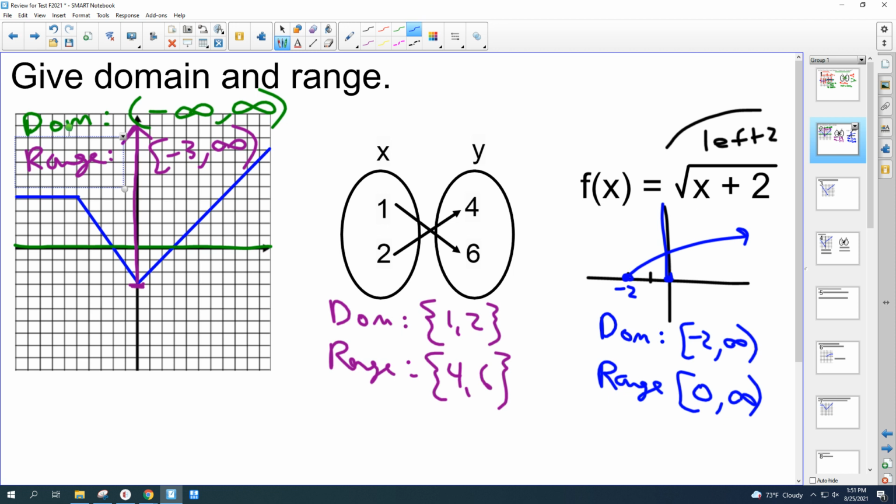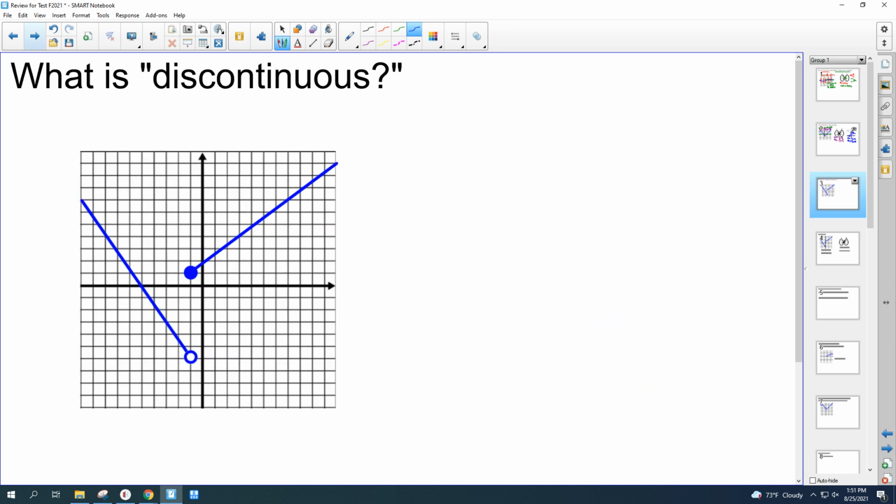Okay, if you think about it, you can't plug in a -3 there. You plug in a -3, you're going to get a square root of a -1. That's not going to work. You can't do -2.1. That's going to give you a square root of a negative. But if you do -2, you get square root of 0, which is 0. That's fine. So as soon as we get to -2 and anything that's bigger, that's going to work. That's what domain is.